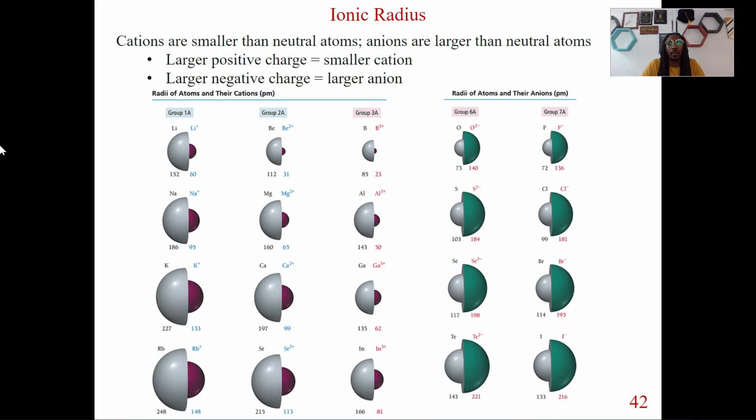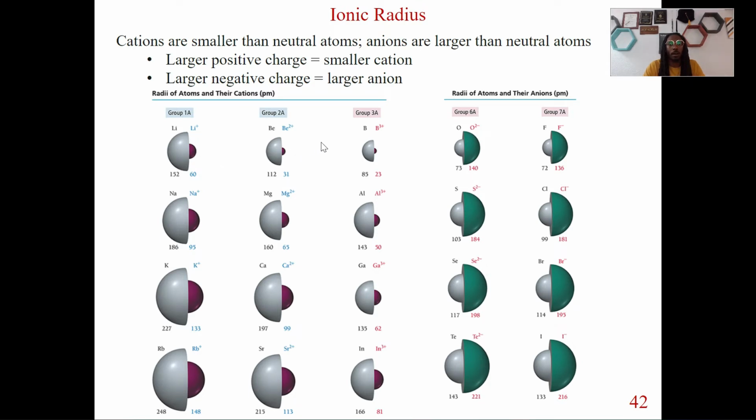So basically, we understand this trend. You guys are going to be good with ionic radius. Larger positive charge equals a smaller cation, and a larger negative charge means that you've got a larger anion. So if we go to group 1A, those alkali metals, and compare going from the regular atom to the lithium cation, we can see that the radius is dramatically different. In this case, it's very much smaller than your normal atom, as we can see with this lithium cation.